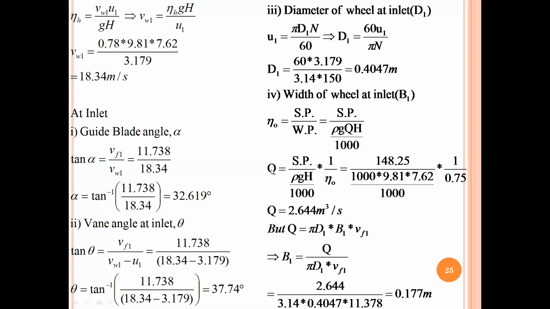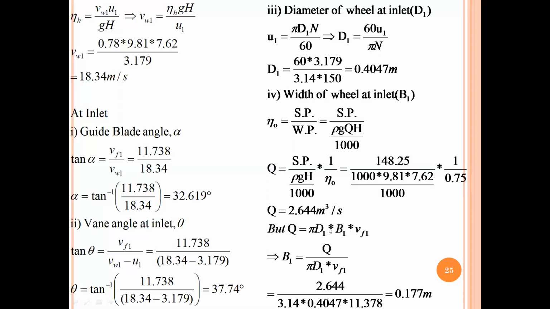So I'm substituting the Q value. Shaft power is 148.25. Your density of water is 1000. G is 9.81, and your overall efficiency is 0.75. So I can get the value of Q as 2.644 meter cube per second.